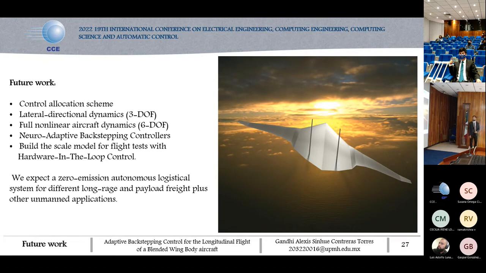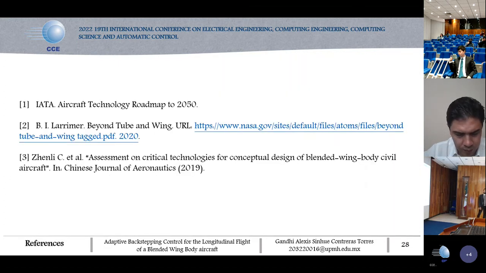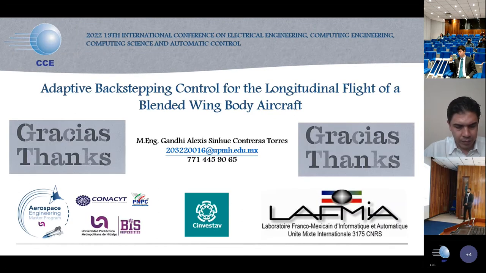And finally, we have this future work. We hope to work with control allocation methods, to work with these elevon control surfaces, and with the complete dynamics. Because our final purpose is to build our state model and do simulations with power-in-the-loop control. So we expect a zero emission autonomous logistical system for different long range and payload rates, plus other applications like artificial vision. Here I have some of our references.